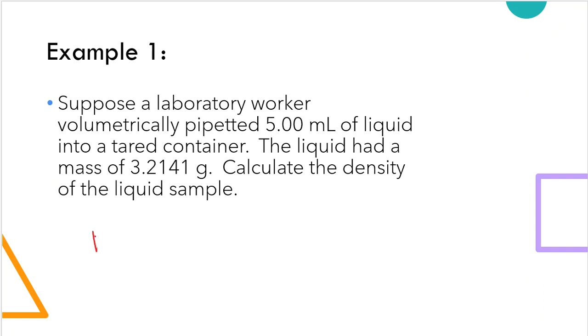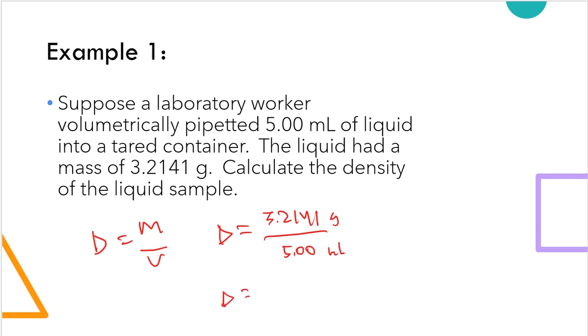Okay, wow, this is super hard. Mass over volume. Density equals mass. Well, they give me that in the problem. 3.2141 divided by the volume. Volume's 5 mils. I've volumetrically pipetted it. That is gram per milliliter.